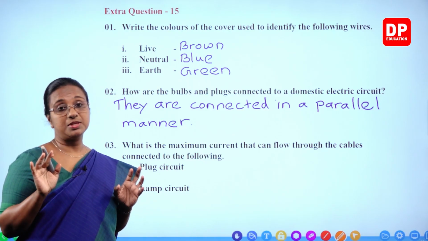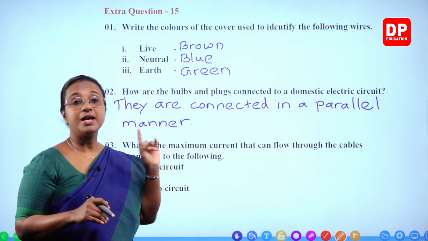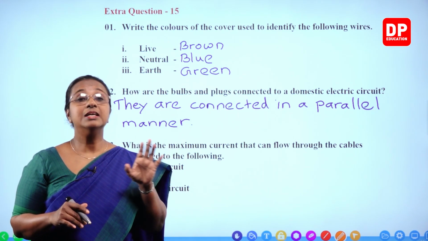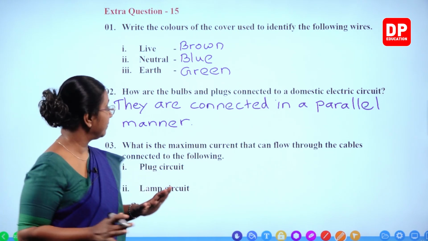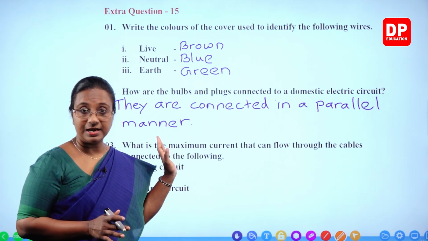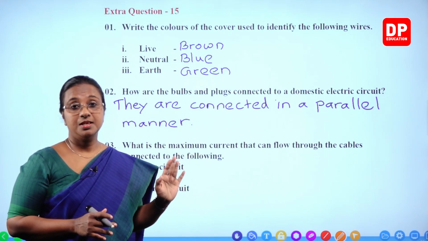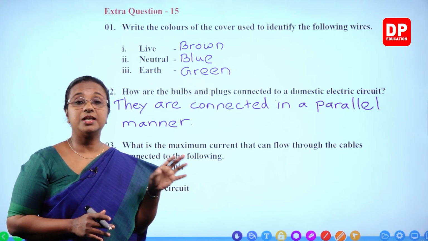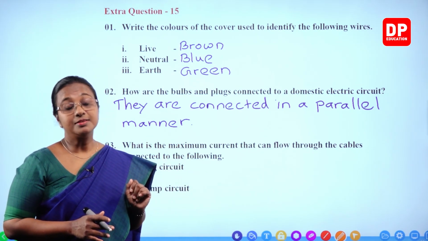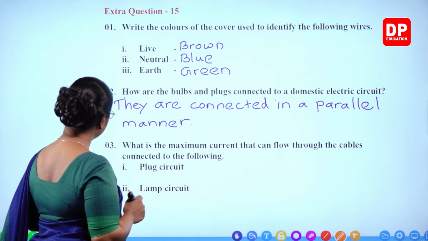And you can remember, students, sometimes the plugs are connected in a ring or loop circuit. That is not always. Always they are connected in a parallel manner, both bulbs and plugs. But sometimes the plug circuits are connected in a loop circuit or a ring circuit. You can remember that. So then we'll move on to the next question.